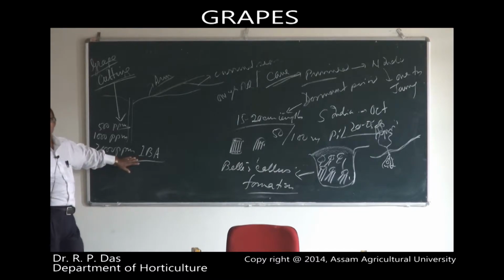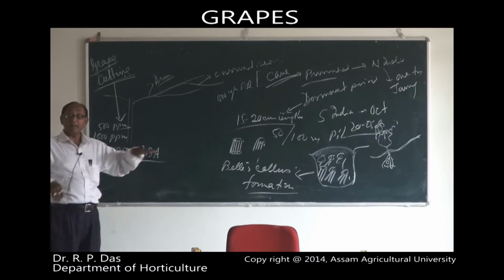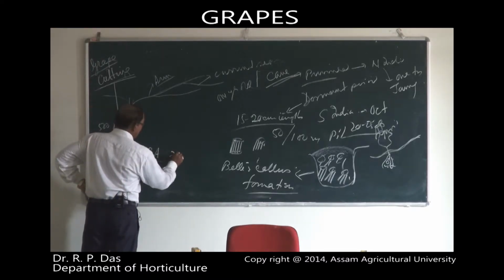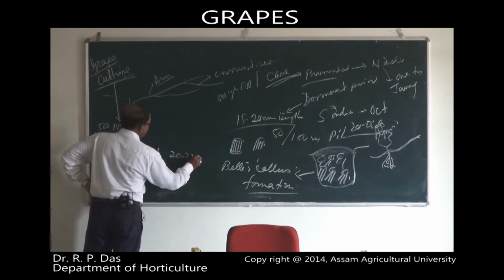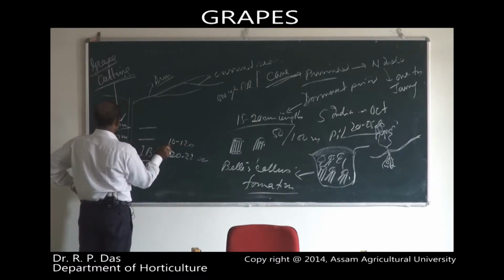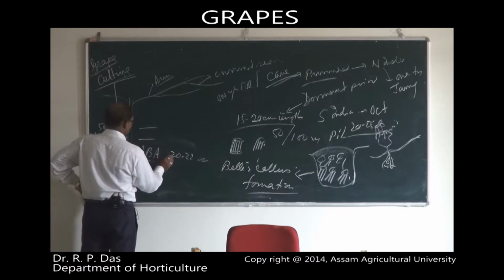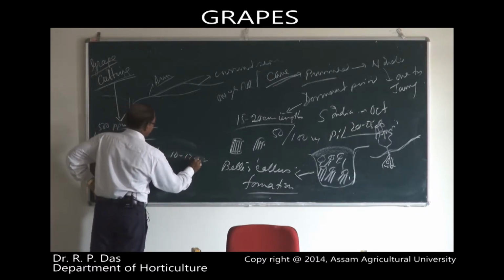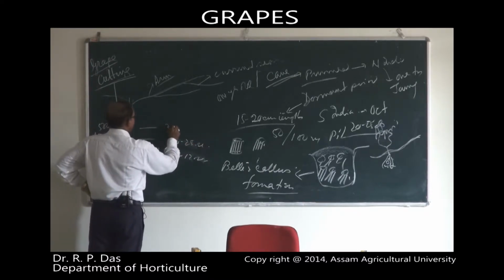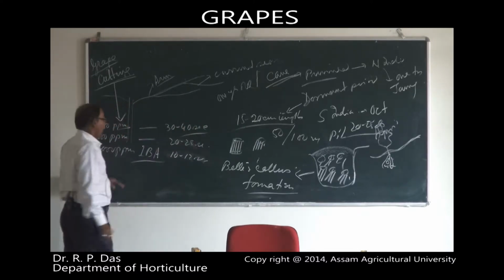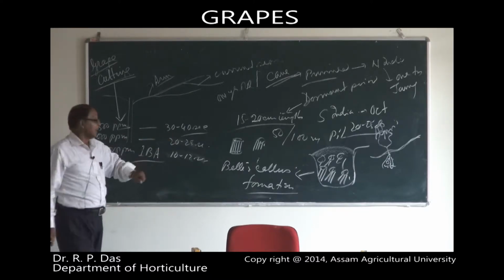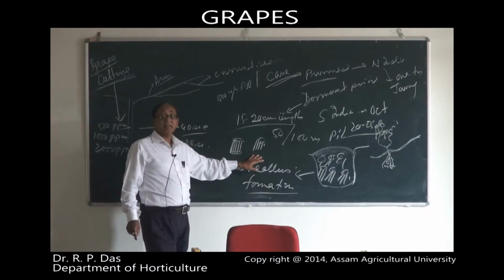But when the concentration is more, then the time of dipping of the cuttings in the solution is less. Say here it is 20 second, here it is 10 to 12 second, then 20 to 25 second, then it is 30 to 40 second. When concentration is less, the dipping time increases. Then these cuttings are treated with IBA solutions.